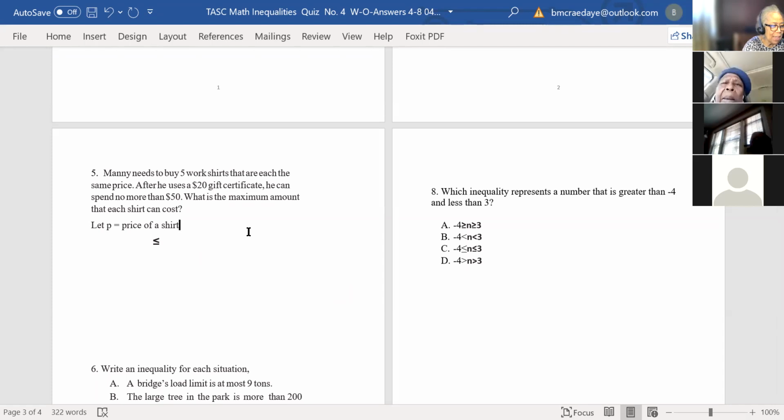What's the max he can spend? How much money does Manny have to spend? $30. How much does he have to spend, Vanessa? 50. Yeah, but he already spent 20. They said after he uses it, he hasn't spent it. Oh, after he uses it. So what's the total he has to spend, Maureen? After he uses $50. No, $20.